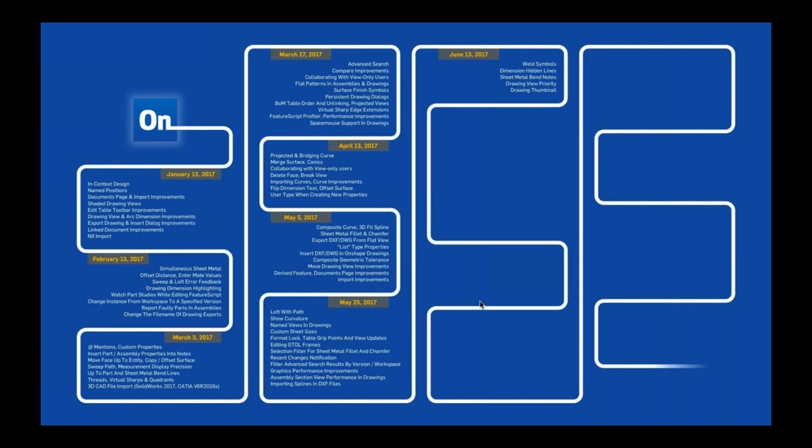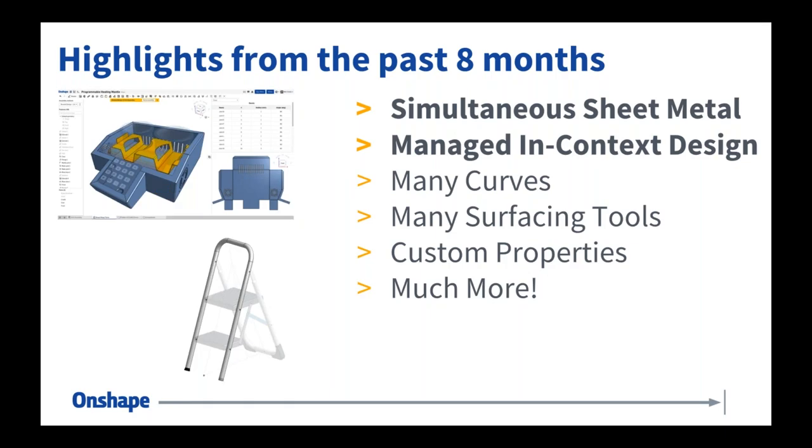So this is a high level look at what we have done in the last 8 months. A lot of things. And obviously, we don't have the time to discuss all of them here today. So what I want to do is focus on some of my favorites, and I think some of the biggest improvements that we've done in the past 8 months. And I'd say probably the biggest for most users out there is simultaneous sheet metal. The ability to create sheet metal parts, see the flat view simultaneously, see the table view simultaneously, has really changed Onshape's capabilities.